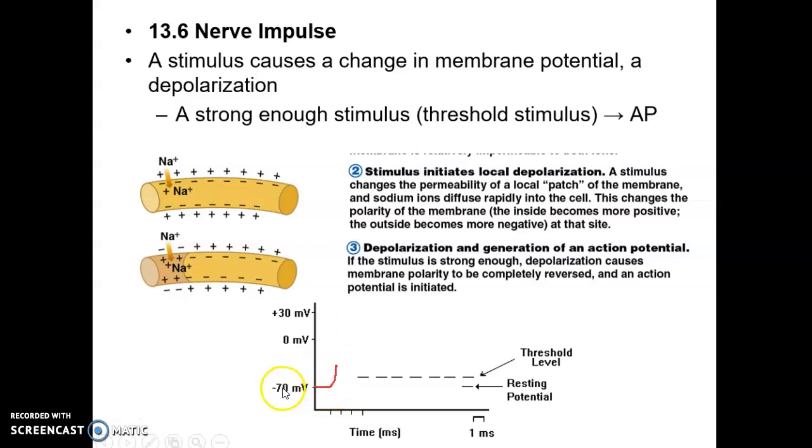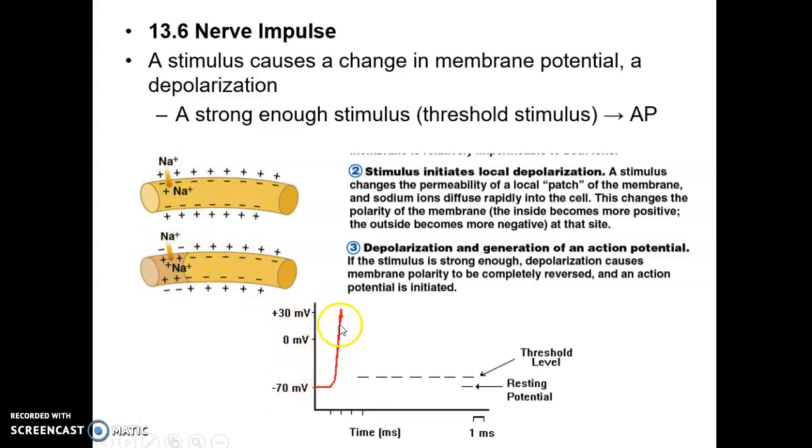The negative charge along the inside of the plasma membrane starts to get less negative, starts to go towards zero charge. When it hits a certain value called the threshold, then it spikes, meaning a bunch of sodium rushes in, and the negative charge internally becomes actually positive. And that's what's happened here.